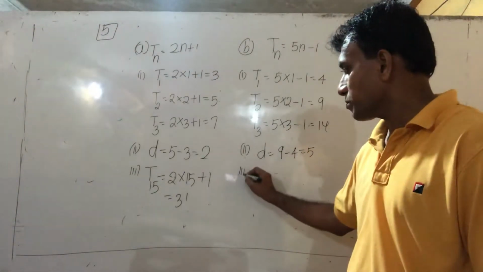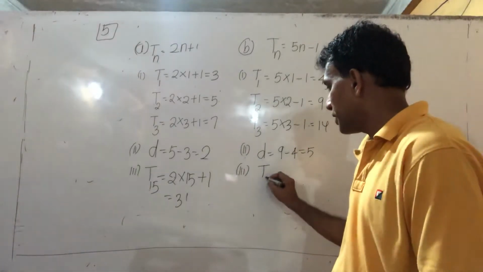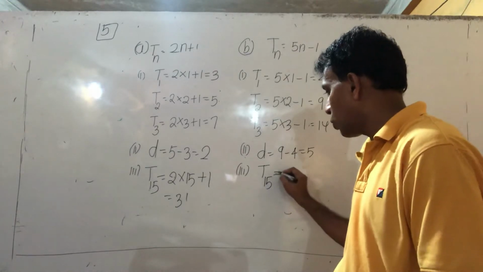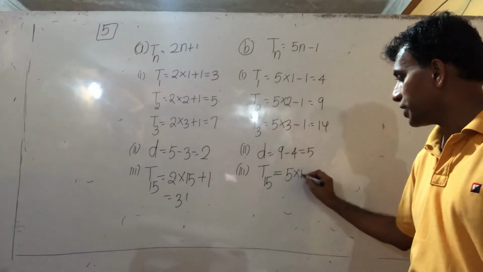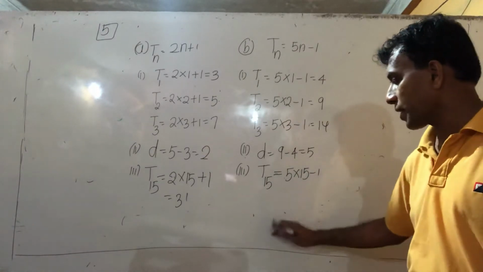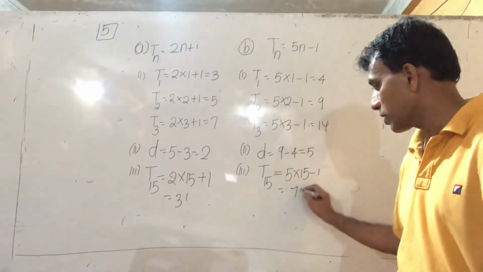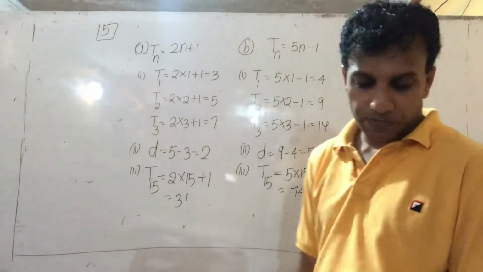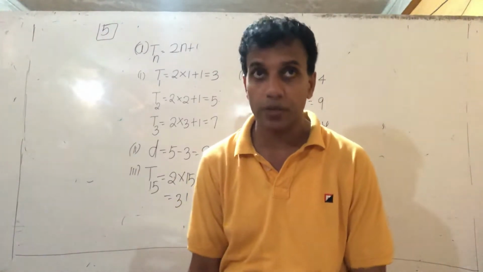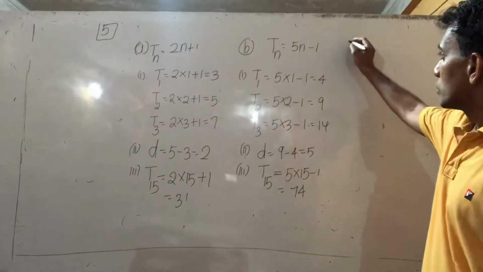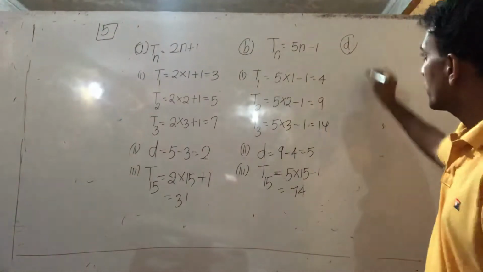Third part, the 15th term. So write T15 equals, put n equal to 15, 5 times 15 minus 1. What is that? 75 minus 1, 74. That's the case. You can answer the other one the same way. I will show the last one, with 20 minus 5n. Okay, I will show that one. I marked the D part as C, and you try the C part.